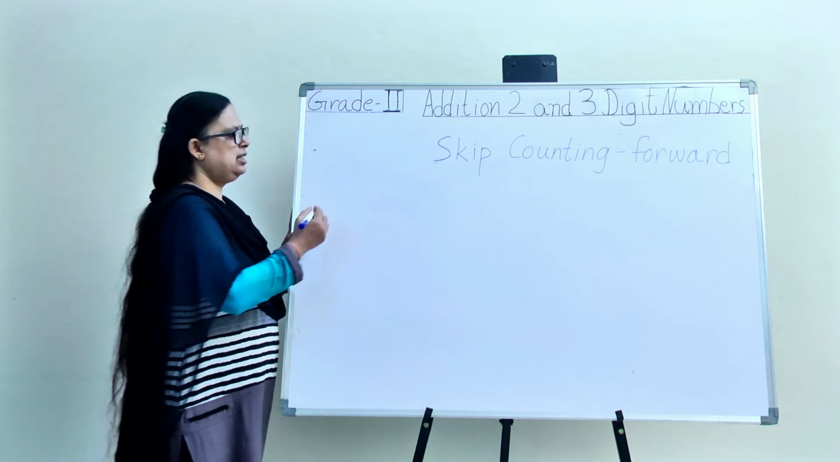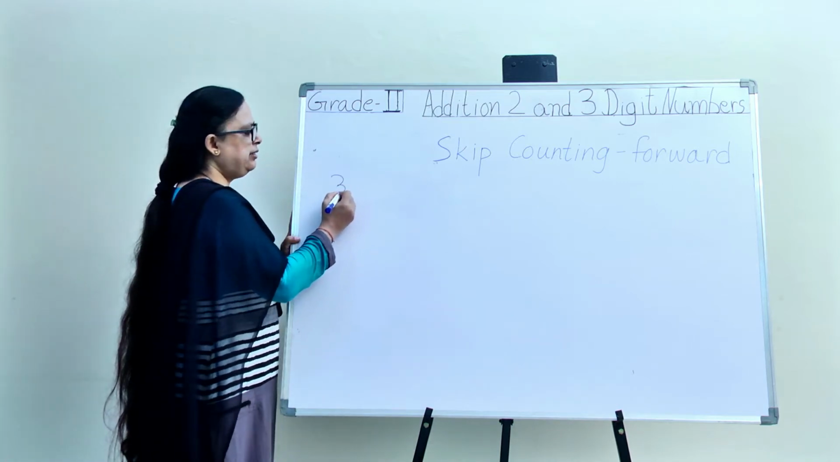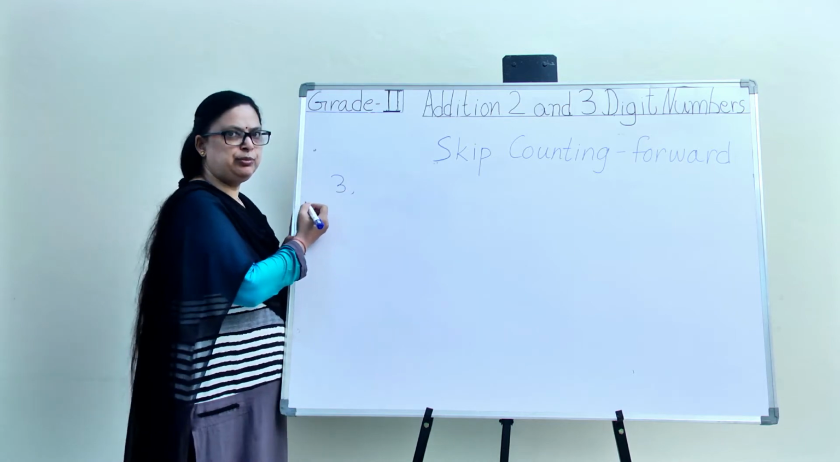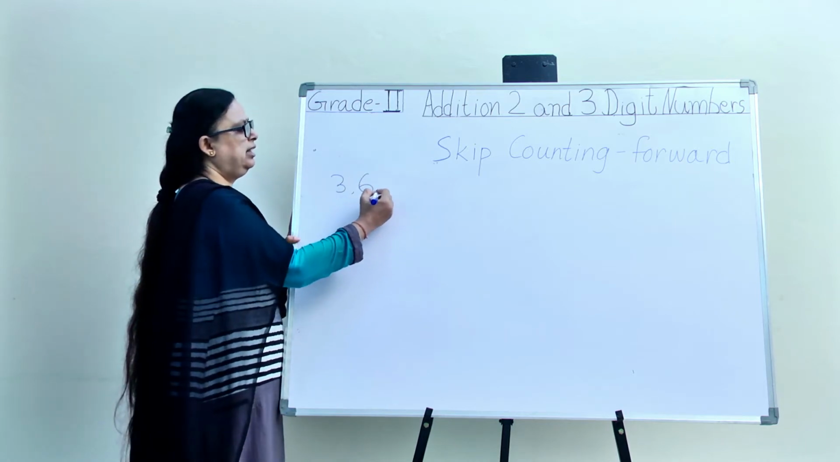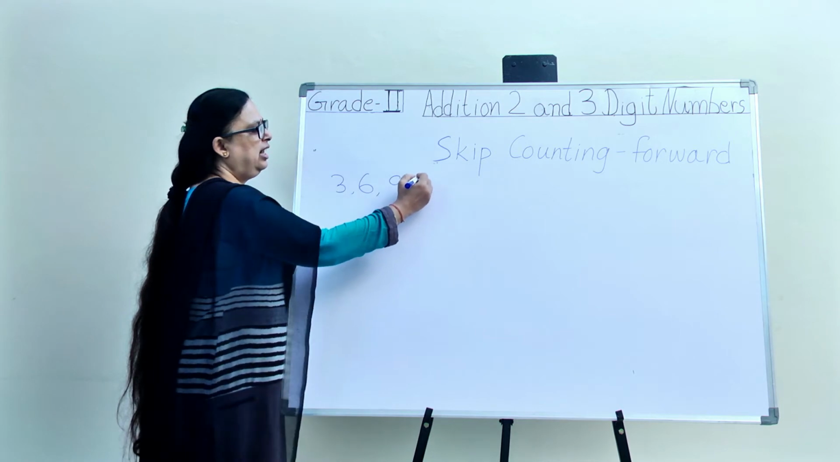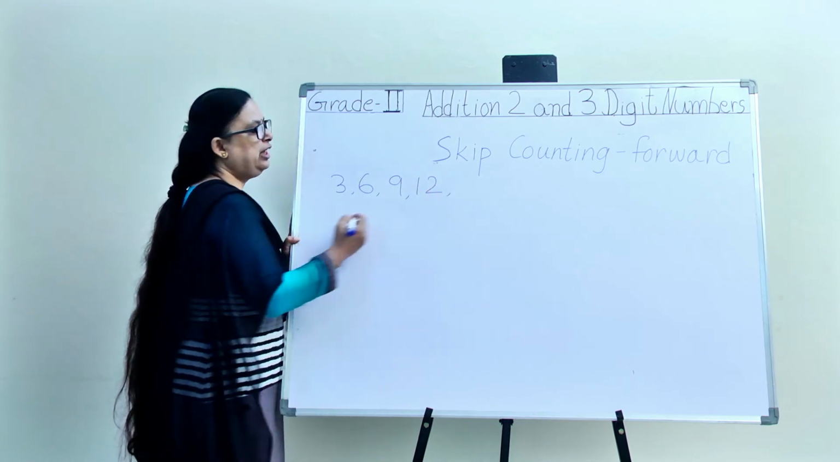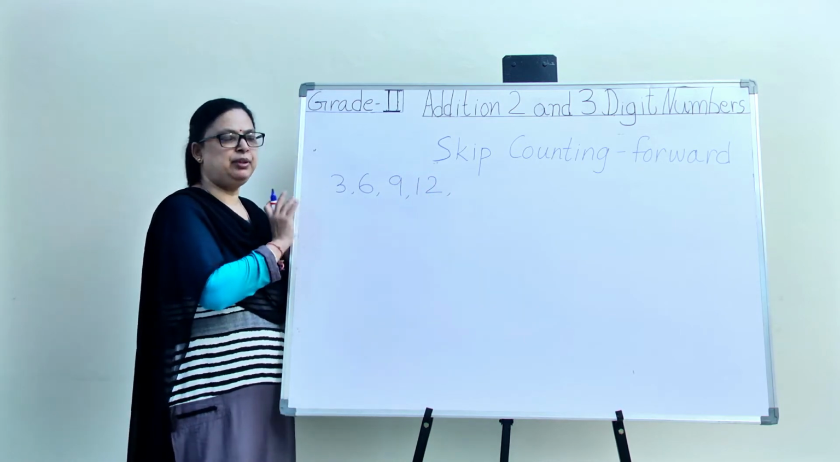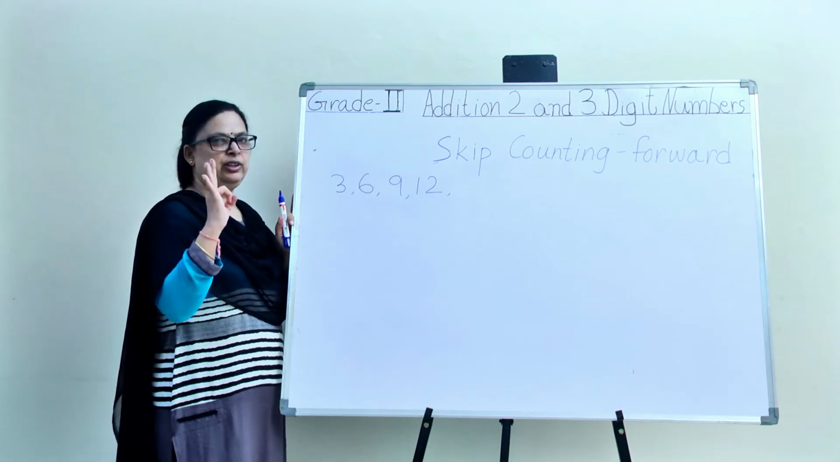So counting by threes, what is the first number? Let's say we are taking 3. So the next number would be what? 6. Then 9. Then 12. If you think you cannot remember the numbers, the simple fact is you only need to count 3.